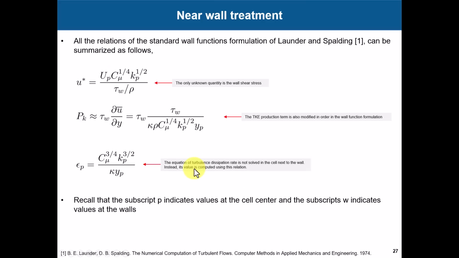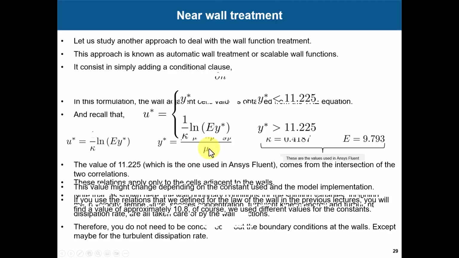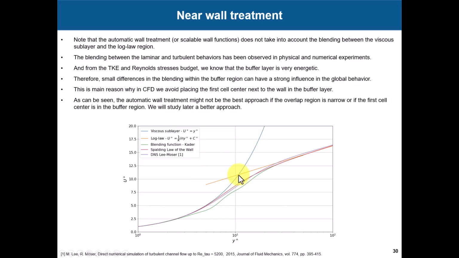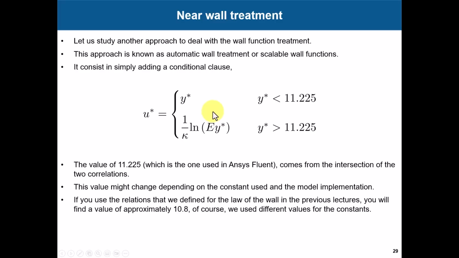But you can generalize things a little bit more. I know that these two correlations intersect somewhere, about 11.35 or 12, depending on the constant. Let's say 12 or 11.5, I don't recall what I put in these slides. They intersect here. So for values more than this intersection, use this correlation, and for values less than this intersection point, use this correlation. This is what is called the automatic wall treatment, the scalable wall functions that we have in OpenFOAM. So you have the precise intersection here, and less than this, use this one, more than this, use this one.